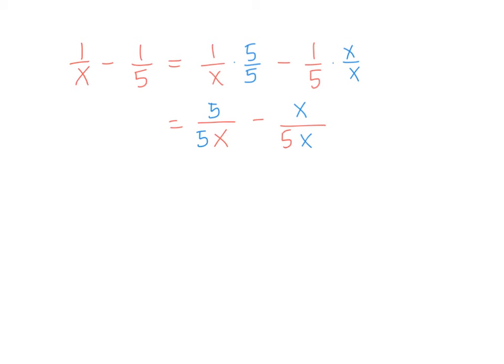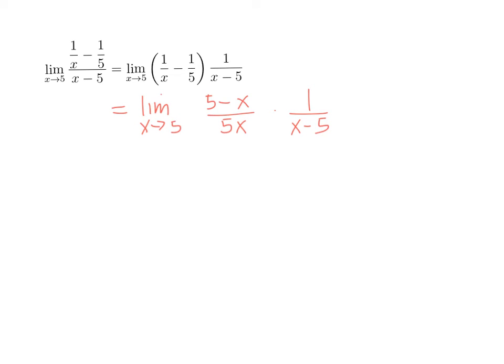Rewriting this expression, we see that we have 5 over 5x minus x over 5x. Since these two fractions now have the same denominator, we can write this difference as a single fraction, where the numerator is now 5 minus x, the combination of the two numerators in the previous line. We can now take this expression and plug it back into our limit expression. Here's what the new limit expression looks like. Before we move on, let's combine those two fractions into a single fraction.